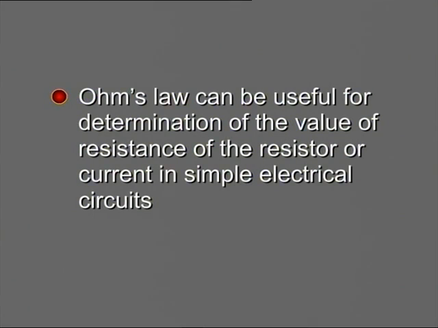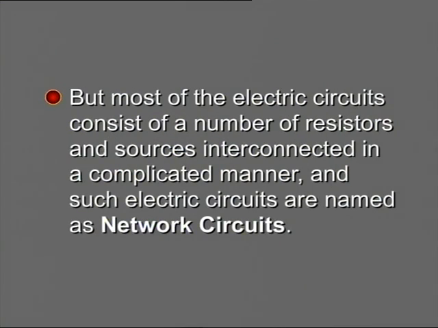Ohm's law can be useful for determination of the value of resistance of the resistor or current in simple electrical circuits. But most of the electrical circuits consist of a number of resistors and sources interconnected in a complicated manner, and such electrical circuits are named network circuits. For the determination of the distribution of currents in a complicated network circuit, we can try to reduce the complicated network circuit to some simple series parallel combinations.